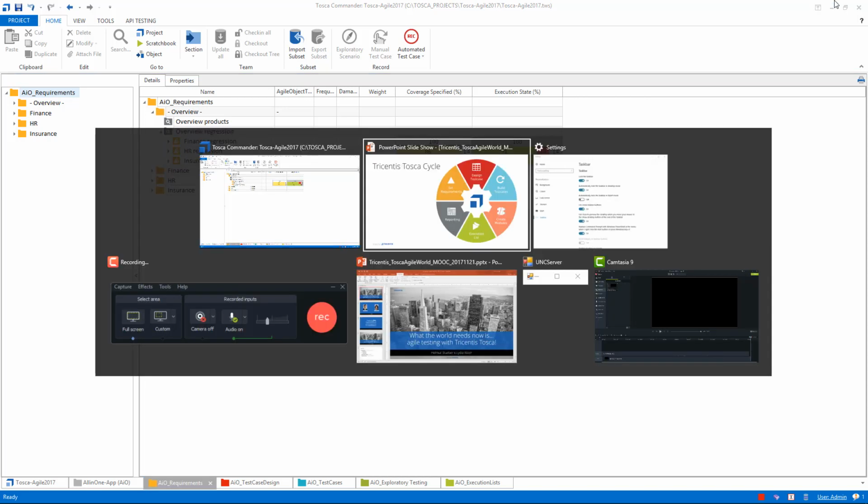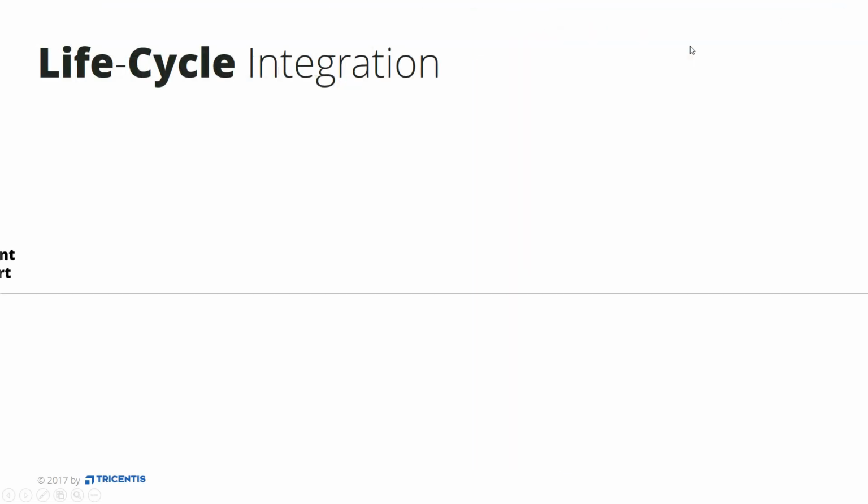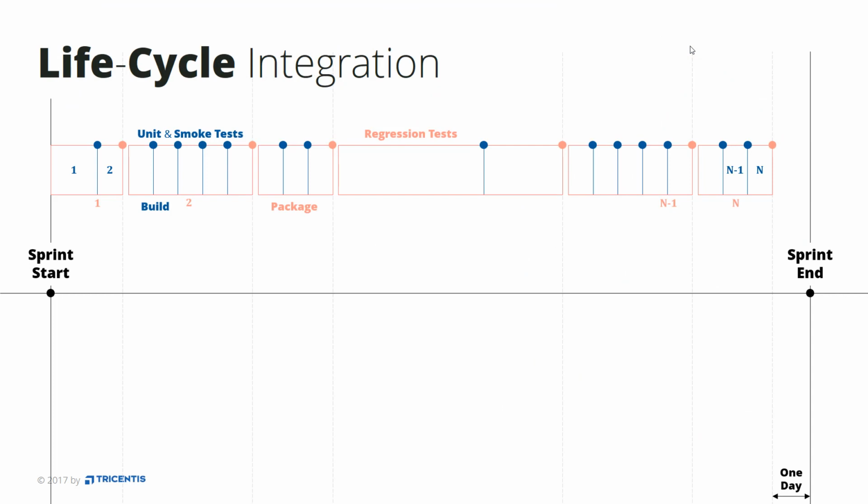Alright, let's go to the lifecycle integration. So how can I use Tosca right now in the Agile process?